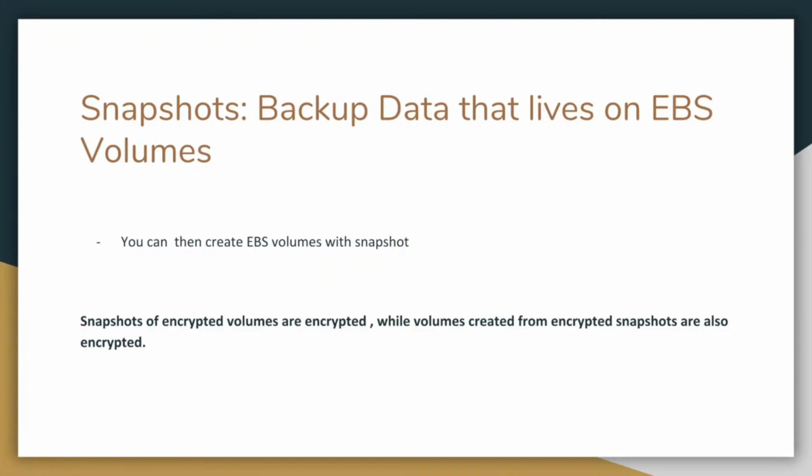You have to know about snapshots. Snapshots let you back up your data that lives on EBS volumes. EBS volumes are the volumes attached to the EC2 instances. If you take a snapshot of your EBS volumes, that snapshot will let you create a volume out of it. Just like an AMI lets you create an EC2 instance, the snapshot will let you create an EBS volume so that you can restore your data once again.